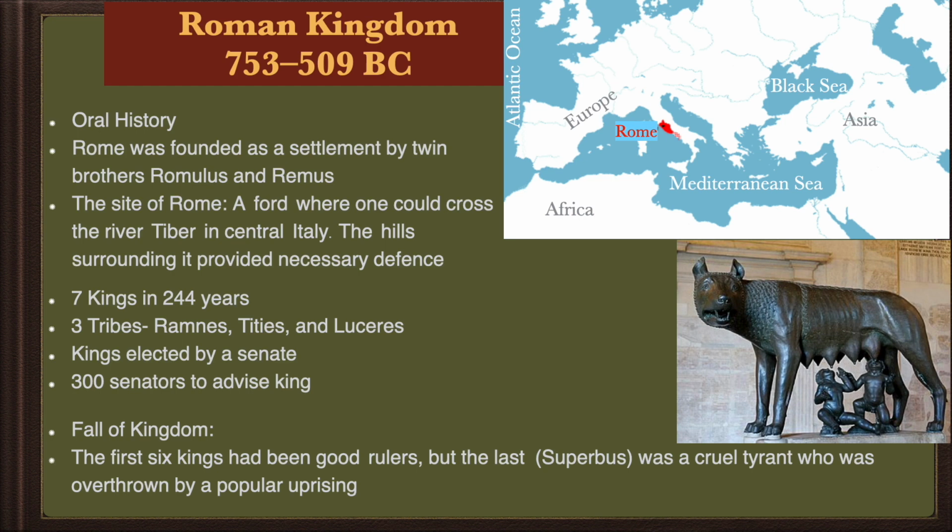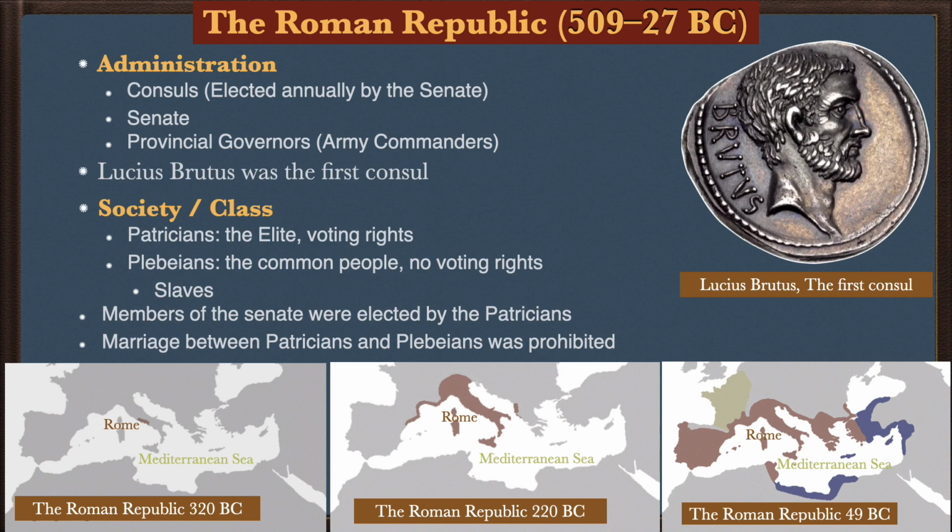He established a senate which was a board of noble people whose job was to advise the king. The senate had 300 members. The senate was also responsible for electing a king. The kingdom remained in existence for 244 years. The last king was a cruel tyrant named Superbus who was overthrown by a popular uprising in the year 509 BC.